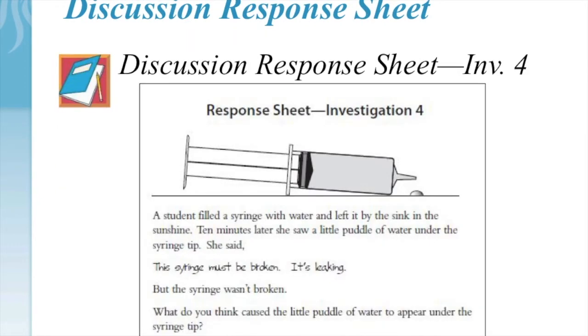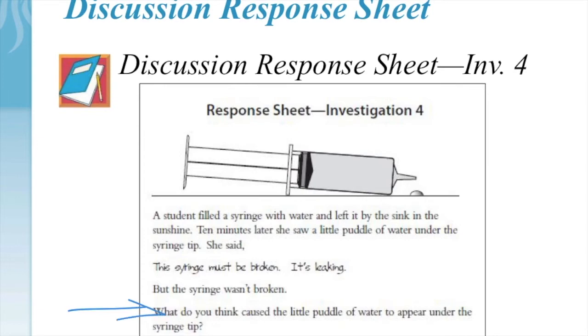Great, you're back. What we want to do next is I have a discussion board response for you. In investigation 4, here's a response sheet. A student filled a syringe with water and left it by the sink in the sunshine. 10 minutes later, she saw a little puddle of water under the syringe tip. She said, "This syringe must be broken. It's leaking." But the syringe wasn't broken. So in the discussion response, what do you think caused the little puddle of water to appear under the syringe tip?